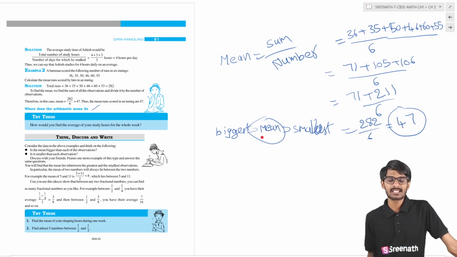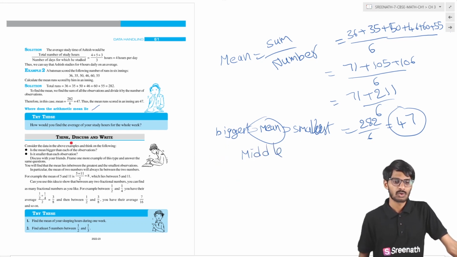So the arithmetic mean lies between the biggest and smallest, the highest and lowest value, students. It lies in the middle of the highest and lowest, students.